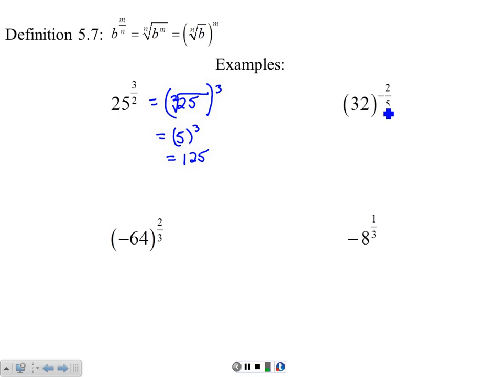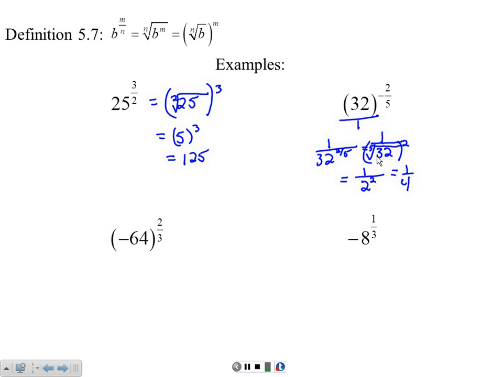So what happens if you have a negative exponent, a negative power? Well, remember, we learned this at the beginning, you're going to take the reciprocal. So this is going to turn into 1 over 32 to the positive 2/5. Now we need to turn that into a radical. So we have 1 over the radical of 32, and you're taking the 5th root and then you're going to square it. So 1 over the 5th root of 32, which is 2, and then we've got to square that, so you're going to get 1/4.